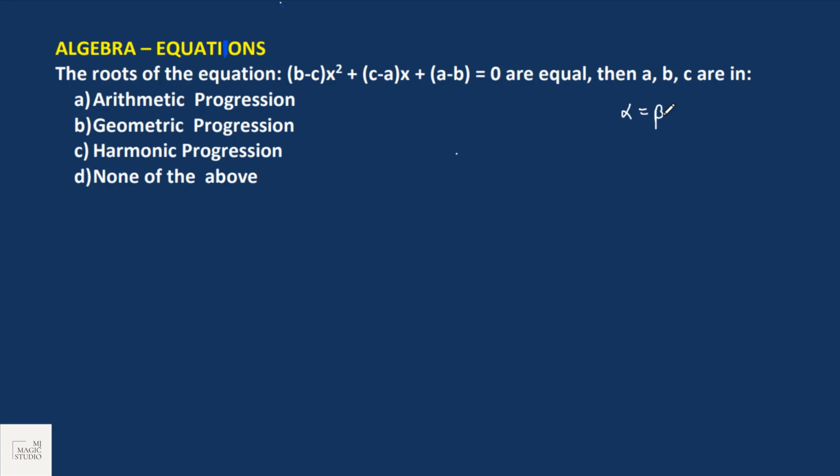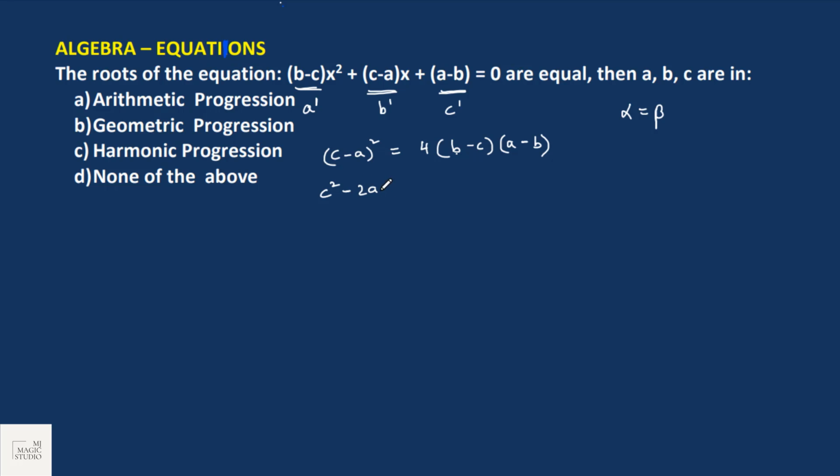That means alpha is equal to beta. We can use the concept of b square is equal to 4ac if alpha is equal to beta, and let's see what we will end up getting. This is b dash, this is c dash, and this is a dash. In case the roots are equal, we use b square is equal to 4ac. That means (c minus a) whole square, b square, equals 4a(b minus c)(a minus b).